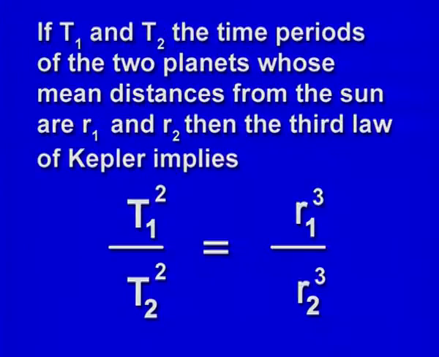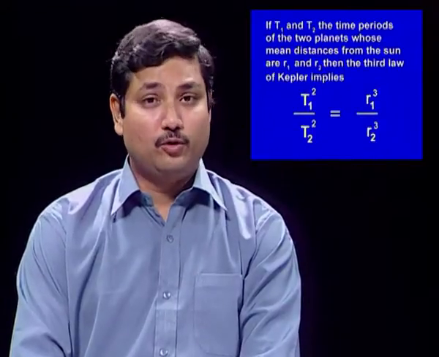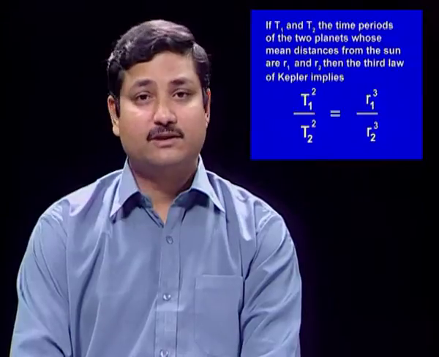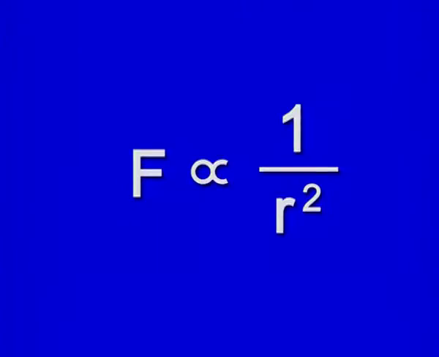Thus, if T1 and T2 are the time periods of the two planets whose mean distances from the Sun are r1 and r2, then the third law of Kepler implies T1 square divided by T2 square is equal to r1 cube divided by r2 cube. From this, he could show that the force between the Sun and the planets varies as 1 by r square.